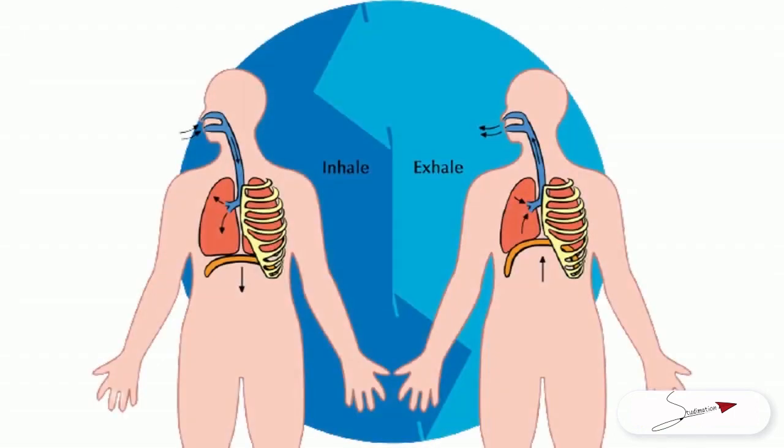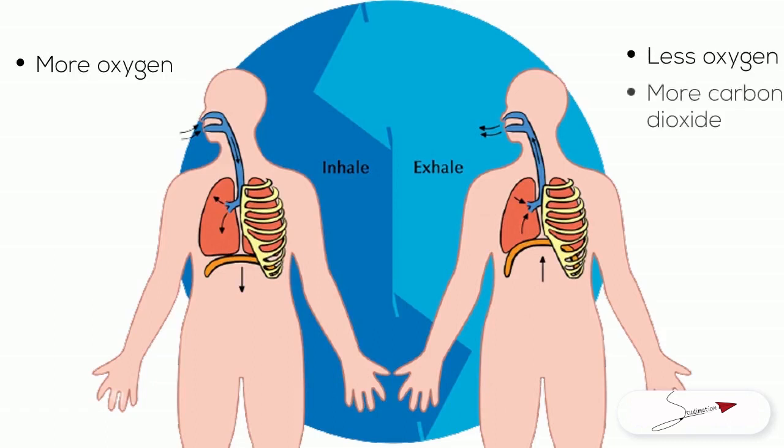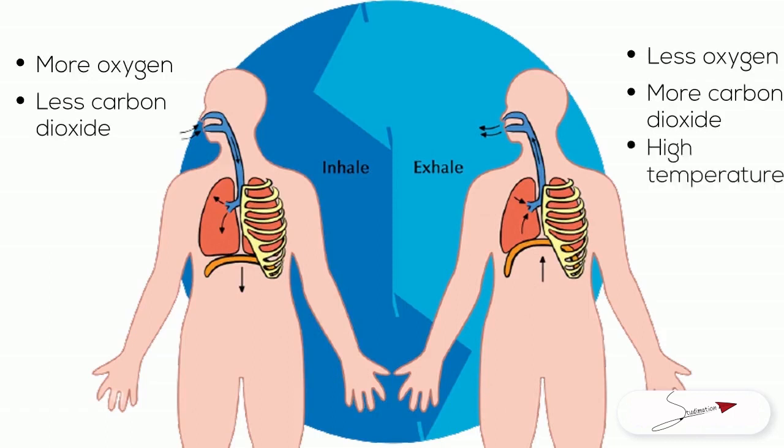Inhaled air has a higher concentration of oxygen than exhaled air, since oxygen is used up during respiration. Exhaled air has a higher concentration of carbon dioxide than inhaled air, since it turns lime water milky, but inhaled air does not. Did you find that exhaled air is warmer than the inhaled air? This is because energy is released during respiration.